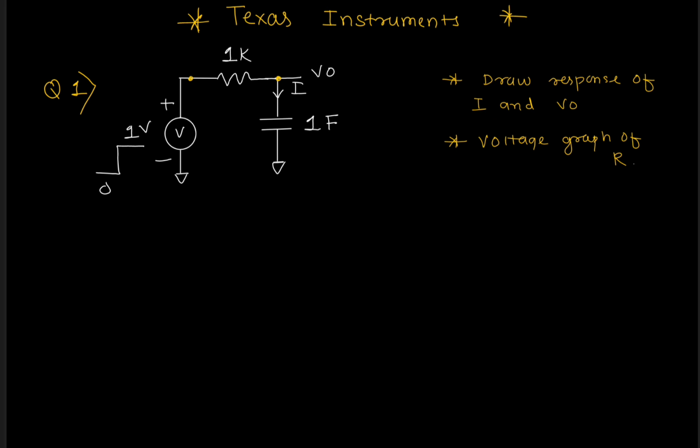So in my interview, I just directly told them the answer. I directly drew the plot, but they insisted that I tell the process, what was my thought process. So I told them that at t is equal to 0, the capacitor will be shorted. So they were like, what made you think this, and why at t is equal to 0 will the capacitor be shorted? So the answer was, at t is equal to 0, let me change the color.